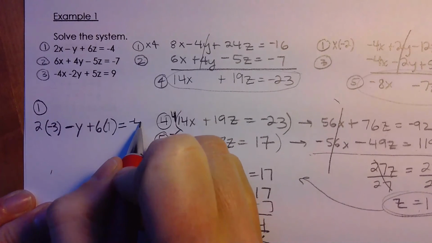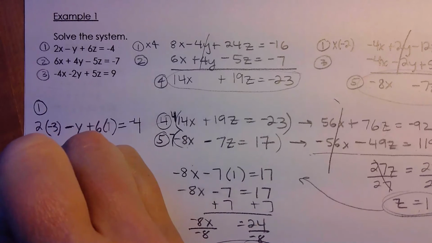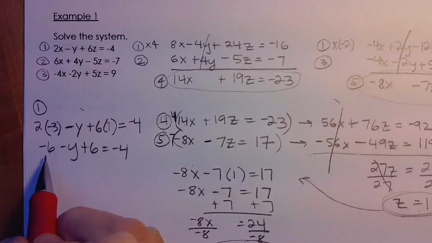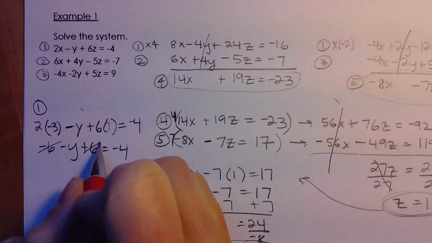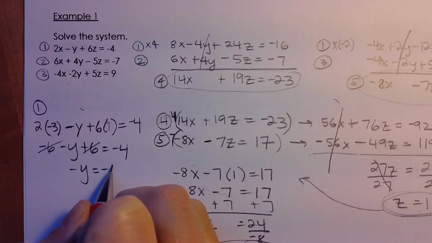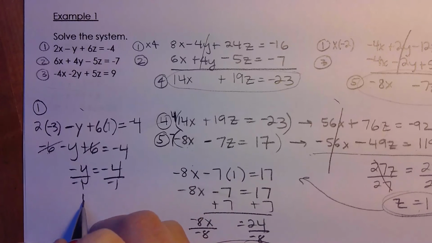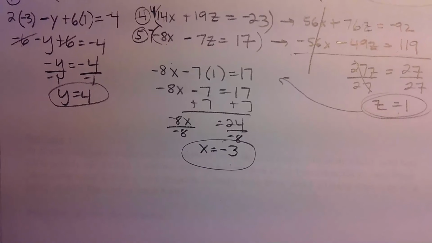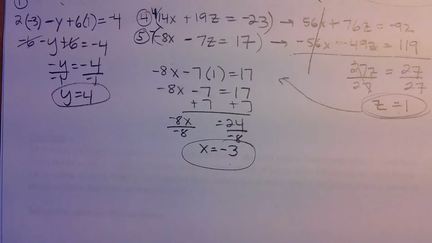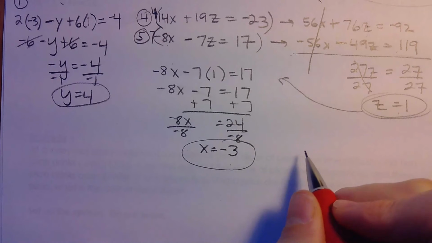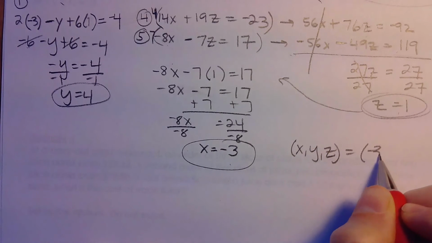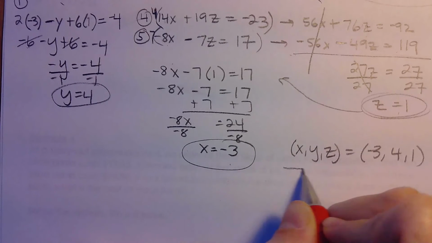And that's equal to negative 4. Okay, so I'm going to just solve this. Negative 6 minus y plus 6 equals negative 4. Negative 6 plus 6, those go to 0, so I get negative y equals negative 4. So y equals positive 4. All right, so my 3 answers are negative 3, 4, and 1. And so typically when you give a final answer, you give it in x, y, z order. Negative 3, 4, and 1.